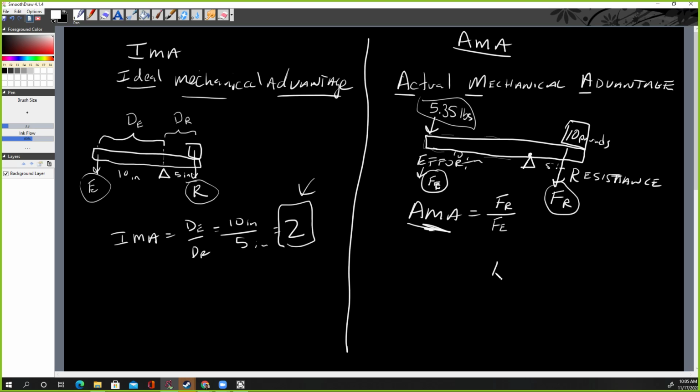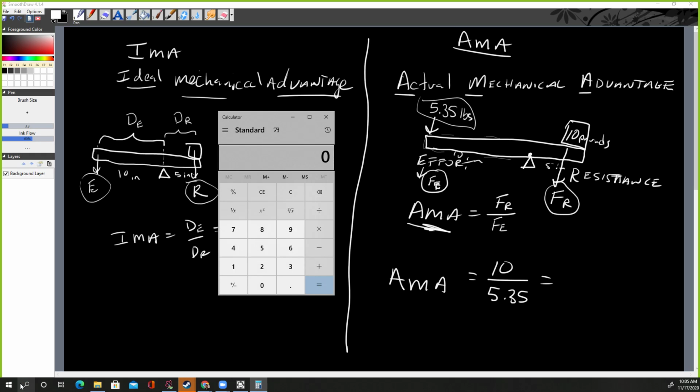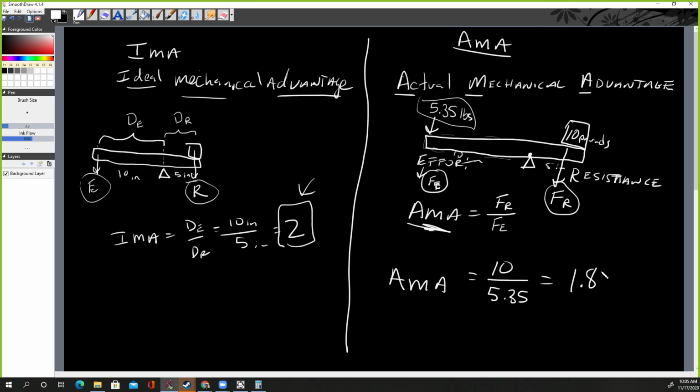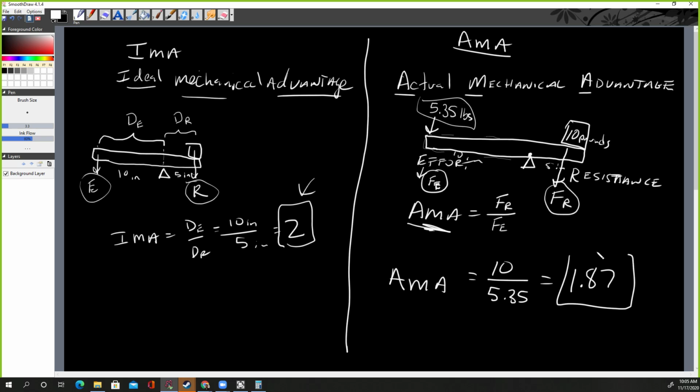And we go, oh, we put a 10-pound weight on the top right here. And we pushed 5.35 pounds to lift it. So the actual mechanical advantage is this. And then we go to a calculator. And then we go 10 divided by 5.35. Enter. And we get 1.89. Well, 1.87 if we round it, right? 1.87. Yeah, 1.86 with a 9 right here. So I'll just round that to 7. That's good. So there we go.